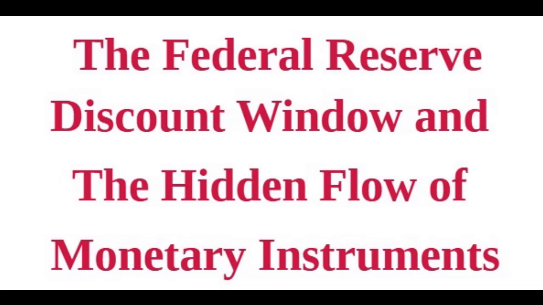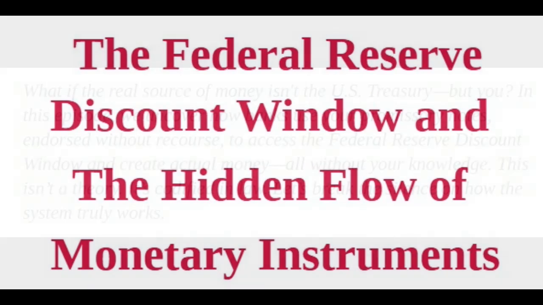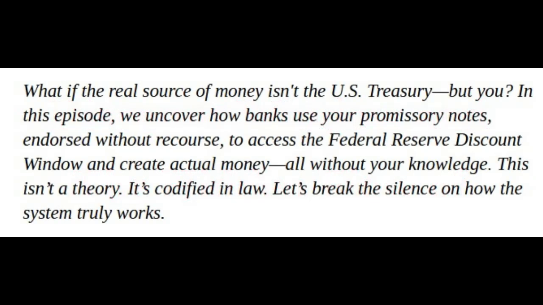The Federal Reserve discount window, and the hidden flow of monetary instruments. What if the real source of money isn't the U.S. Treasury but you? In this episode, we uncover how banks use your promissory notes, endorsed without recourse, to access the Federal Reserve discount window and create actual money, all without your knowledge. This isn't a theory. It's codified in law. Let's break the silence on how the system truly works.